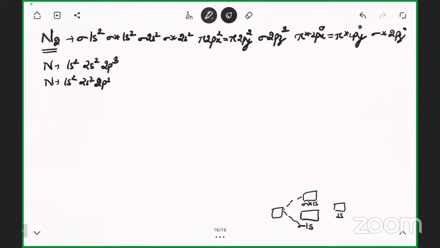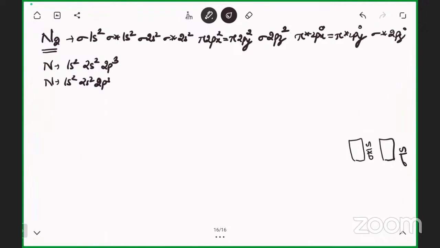Combine them. See this. Can I make this vertically? If you can see, this is sigma 1s, this is sigma star 1s, this is 1s, this is 1s. Now fill up the electrons.